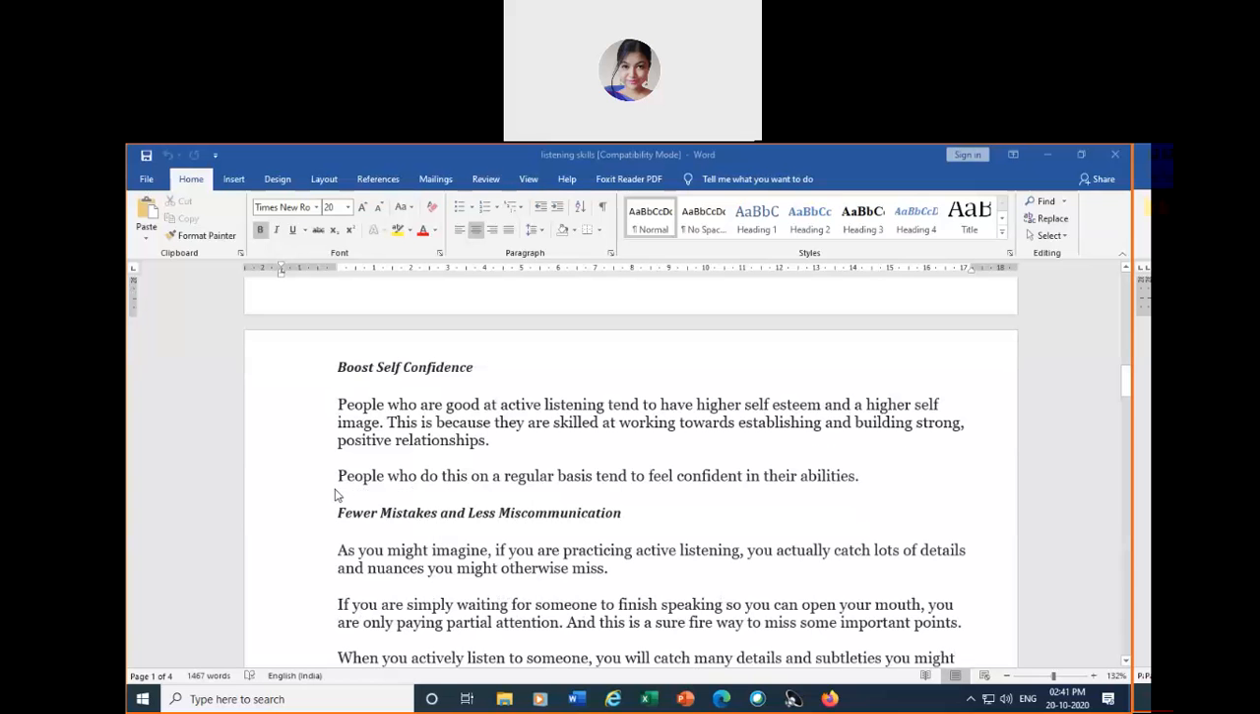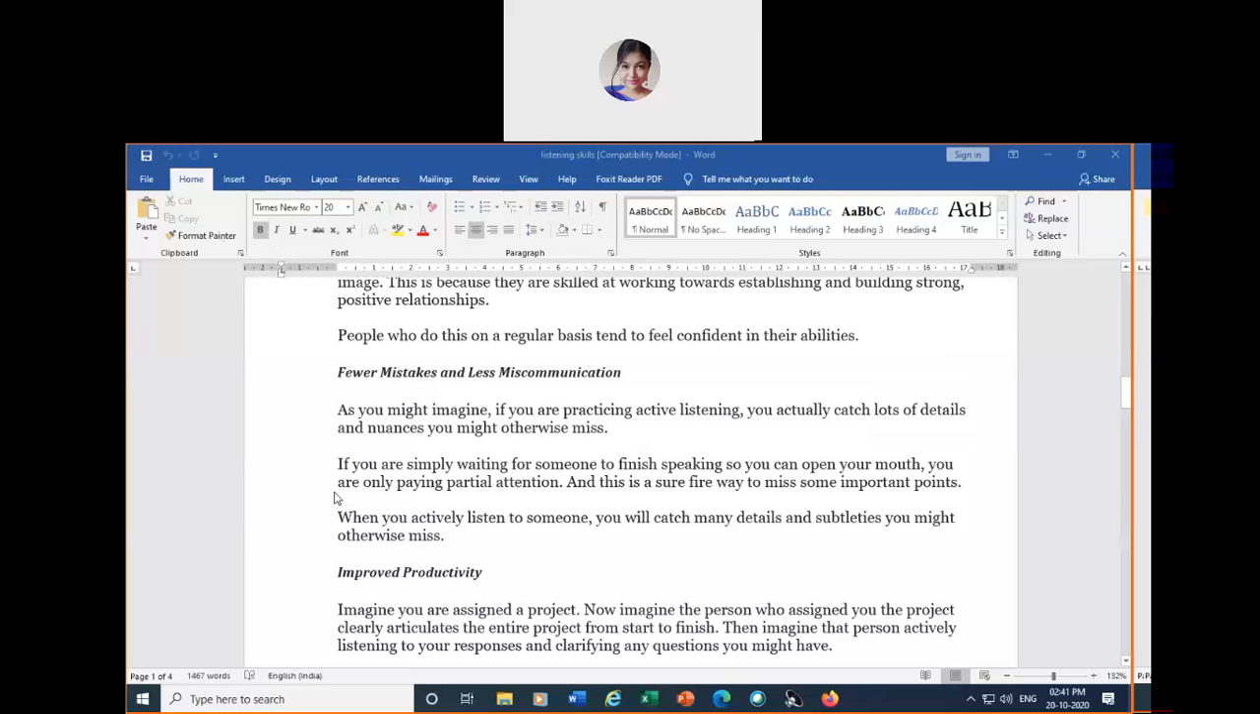It is said that people who do this on a regular basis tend to feel confident in their abilities. So if you are a good listener, you will also be a confident person. You'll also have confidence in your own abilities, because you are someone with whom people would love to talk, and you are someone who can build strong and good relationships. So that is why this is ultimately going to help you boost your self confidence.